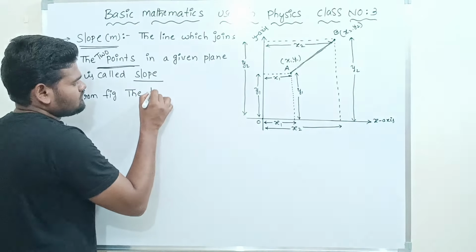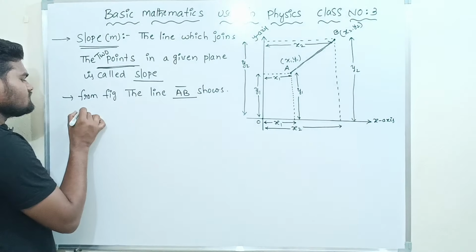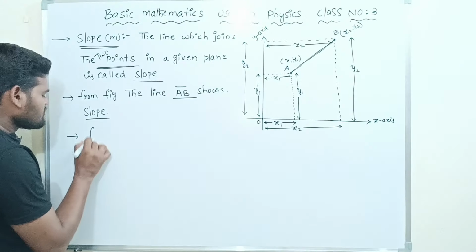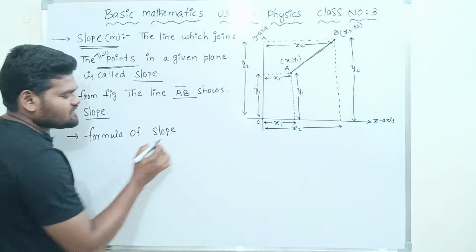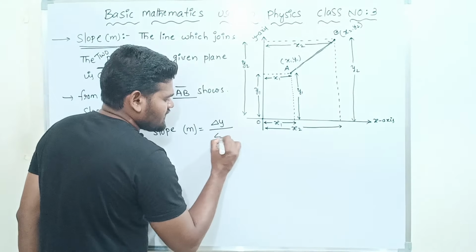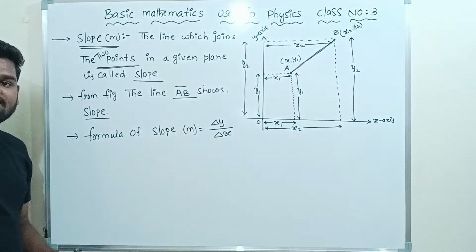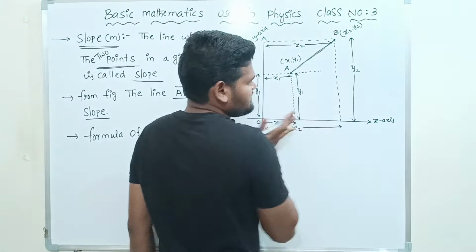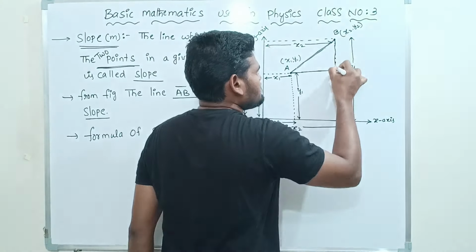The line AB shows what? Slope. And the formula of slope. The formula of slope is given by small m is equal to change in y divided by change in x. What is change in y? What is change in x? Have a look. I'm just drawing a positive x-axis and extending it like this, and the y-axis like this.